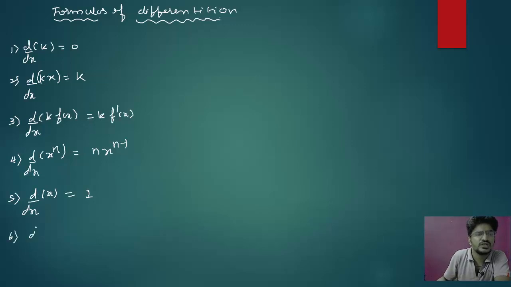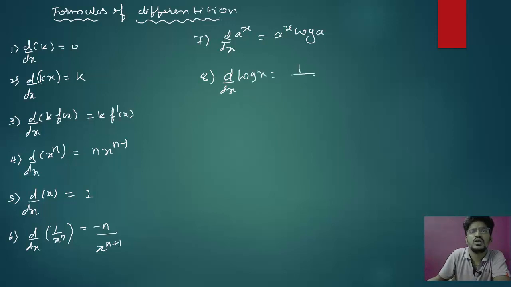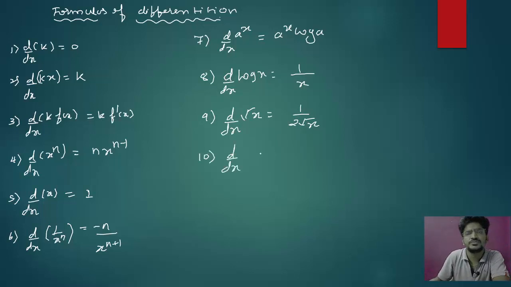Sixth one, differentiation of 1 by x to the power of n, that is minus n divided by x to the power of n plus 1. Seventh one, differentiation of a raised to x, a raised to x into log a. Eighth one, differentiation of log x, 1 by x. Ninth one, differentiation of root x, 1 by 2 root x.